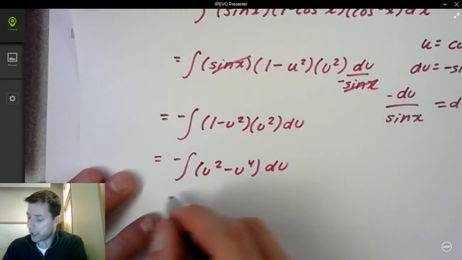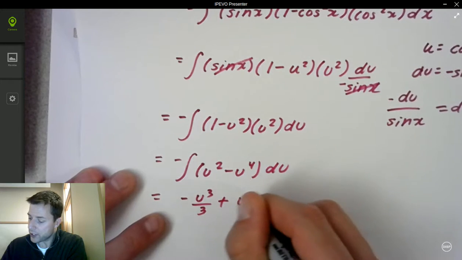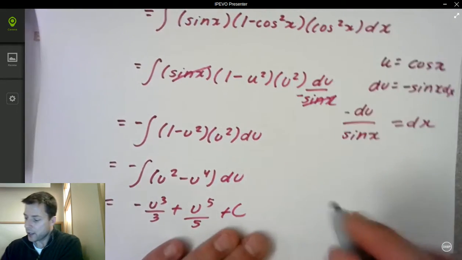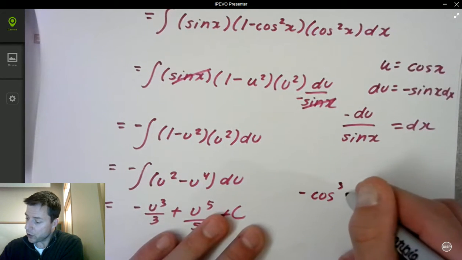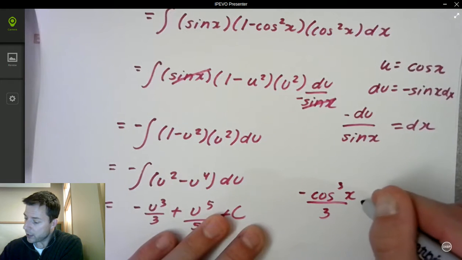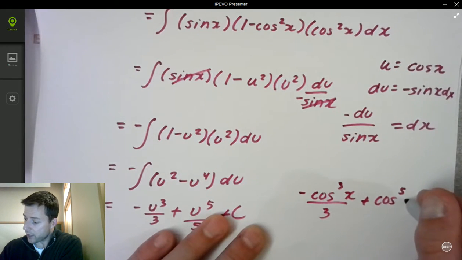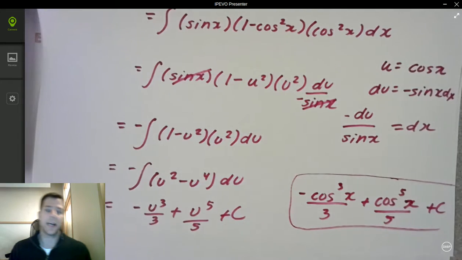Simple power rule now. So you get negative u cubed over 3 plus u to the 5th over 5 plus c. Don't forget to plug in your u. So you have negative cosine cubed x over 3 plus cosine to the 5th x over 5 plus c. Okay, so that's our first two examples on how to take the integral of more advanced trig functions.